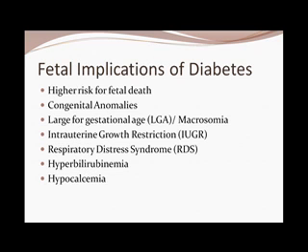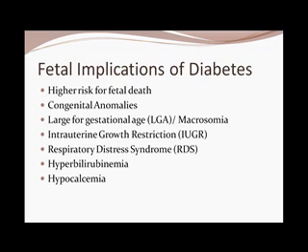The developing fetus is also affected by diabetes. These fetuses are at higher risk for fetal death related to acidosis. In addition, they have greater rates of congenital anomalies, and this is thought to be due to increased glucose levels early on in pregnancy. In addition, they may be large for gestational age or macrosomic.